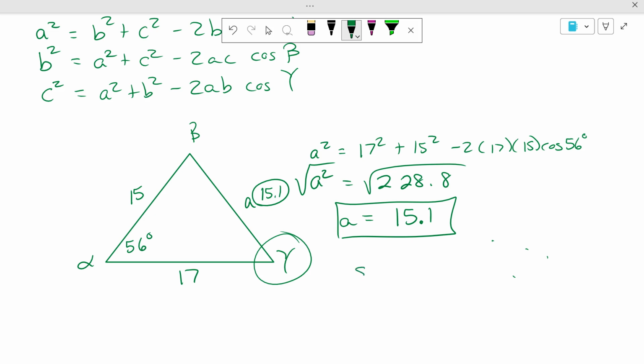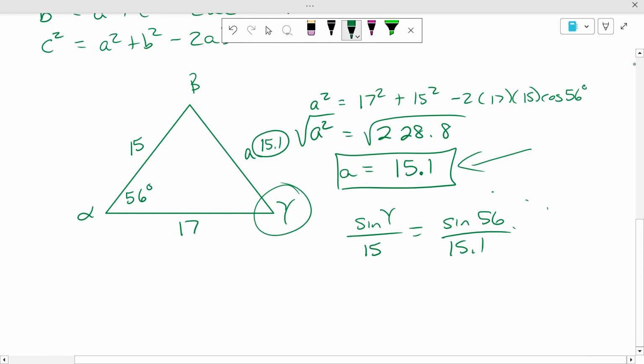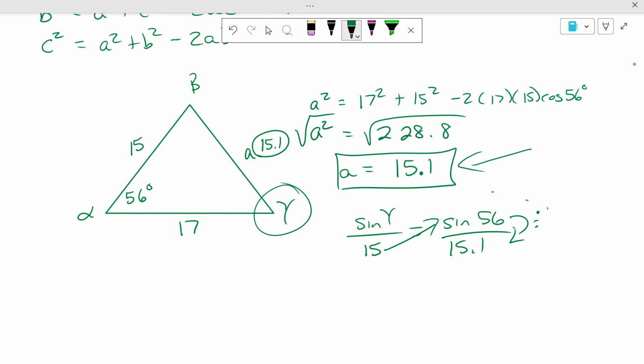So I'll say the sine of gamma over its opposite side, 15, equals the sine of 56 over its opposite side, 15.1. Now, you might have some rounding errors, and so sometimes they'll ask you to list the first 4 decimals of this so you don't have a rounding error. But we're just going to go with 1 decimal for now for our practice here. So take 15 times the sine of 56 divided by 15.1.